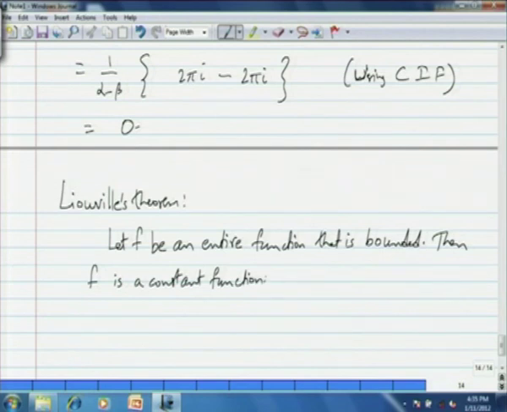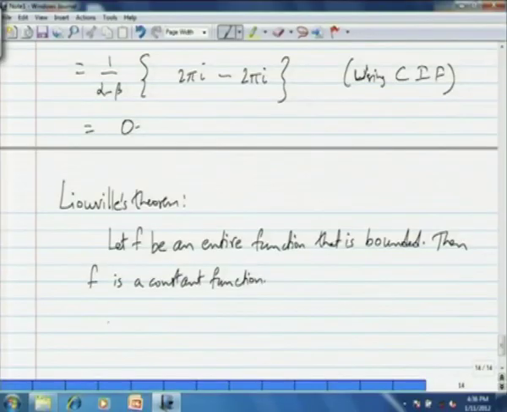Okay. So, recall what an entire function is. It is an analytic function, it is analytic on all of the complex plane. And a bounded function, recall what a bounded function is, the modulus of f of z is less than or equal to M for all z belongs to C.